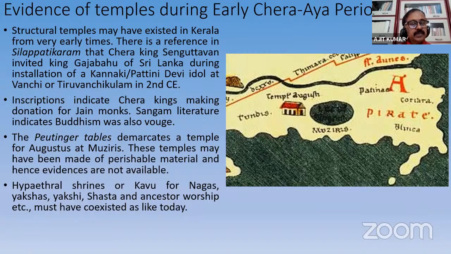Now, an interesting reference to a temple which is not related to the indigenous people occurs in the Peutinger Table. The Peutinger Table, the original of which is dated to around the 2nd century AD, demarcates a temple for Augustus at Muziris. And this temple may have been made of perishable material, hence the actual evidence is not there. However, the representation of the temple of Augustus occurs in the Peutinger Table. This is the temple concerned, dedicated to Augustus.